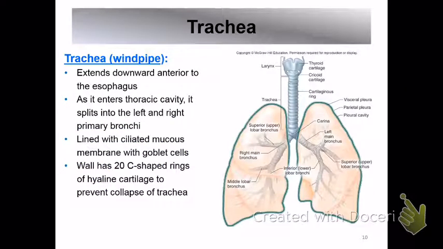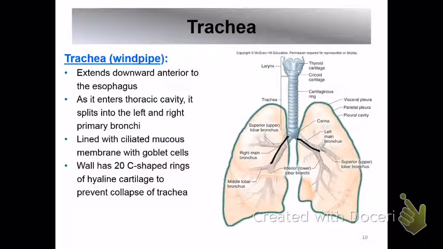The trachea, that's the windpipe. So look at the picture. You can see it leading down into the lungs. It extends downward anterior to the esophagus. So it's in front of the esophagus. When you touch your throat, you're touching your trachea. As it enters the thoracic cavity, it splits into right and left bronchi. So right here, right and left bronchi.